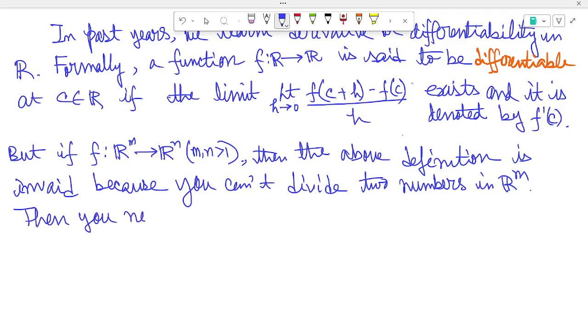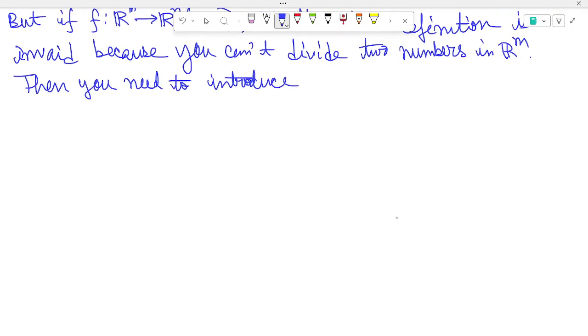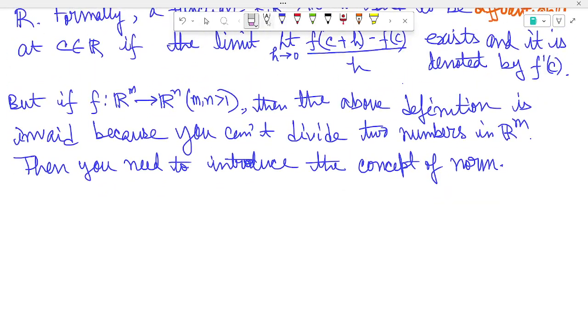Then you need to introduce the concept of norm. I hope you all know the concept of norm here. It is a classical concept used in metric space, topology, linear algebra, functional analysis, everywhere. So observe that. I will take that definition.